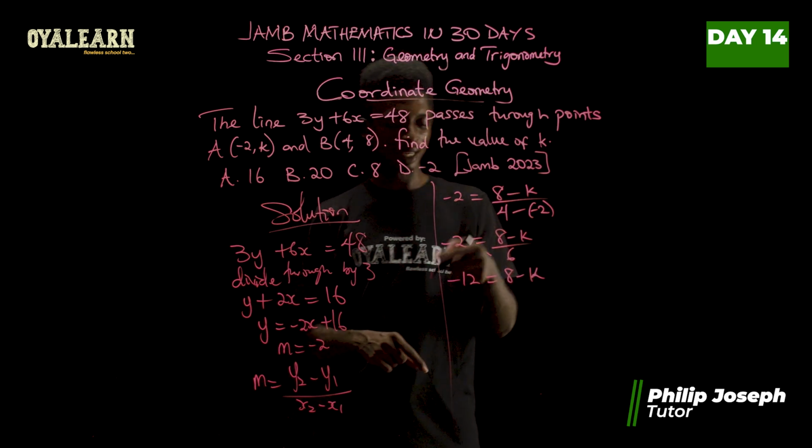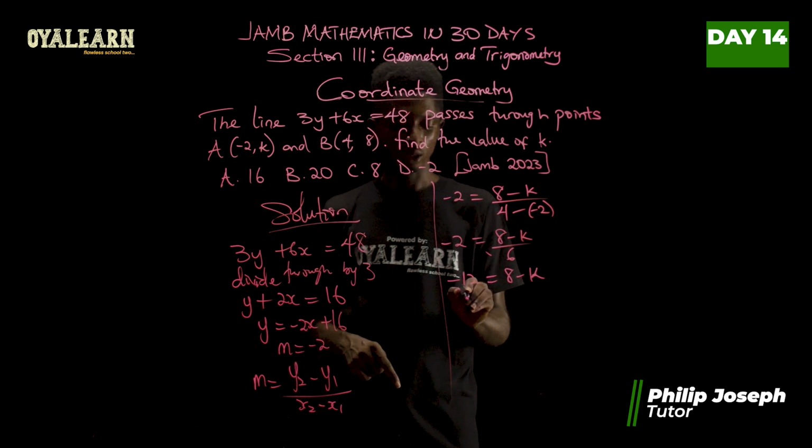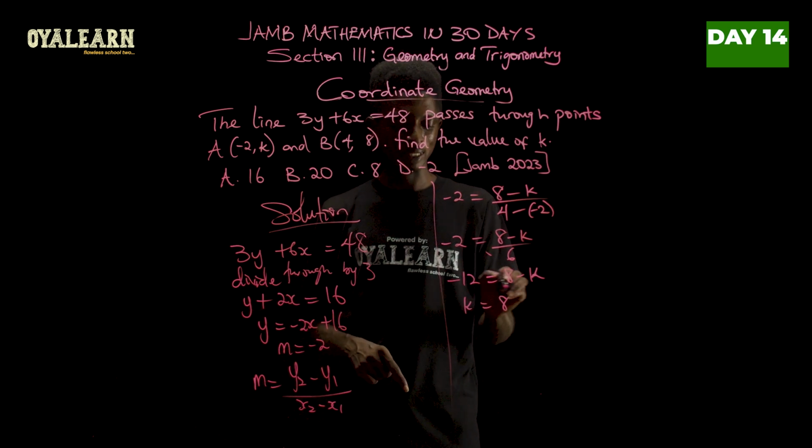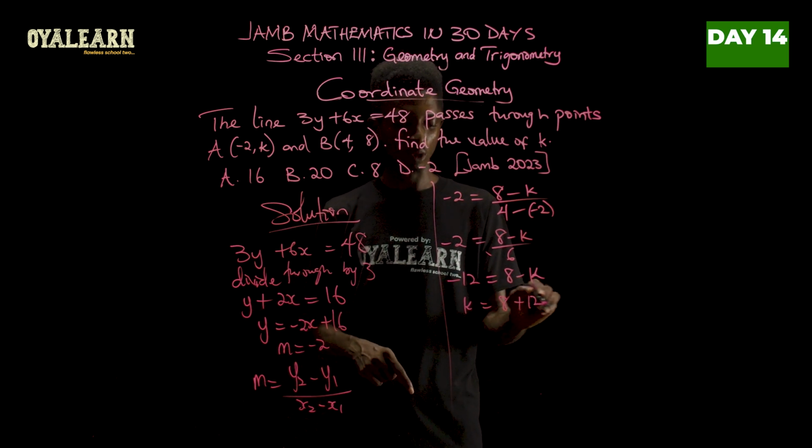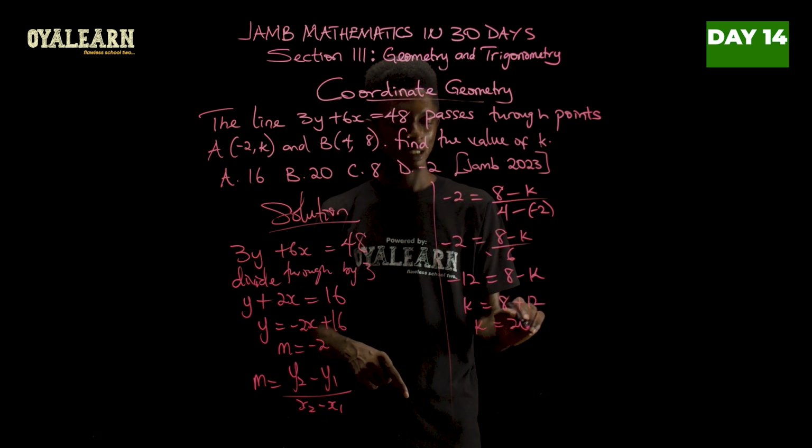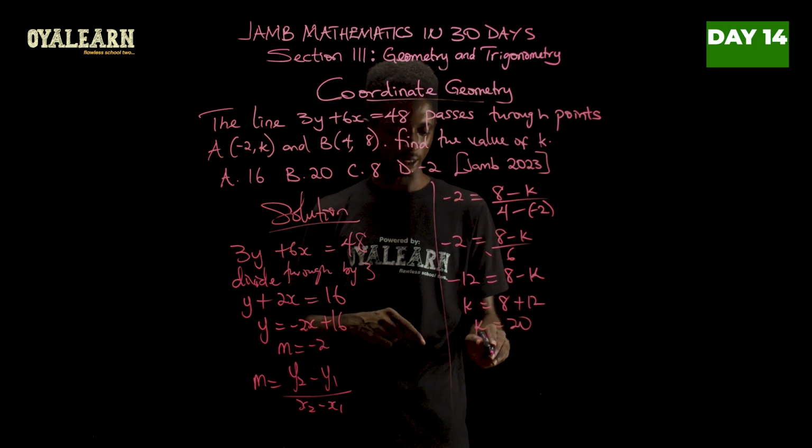So let's take minus k here and bring minus 12 here. We'll then have k equals 8. Now minus 12 becomes plus 12, so k is 20. So the correct option is B.